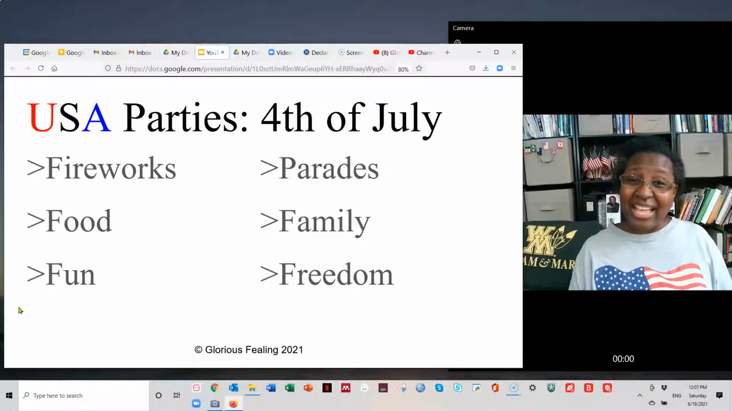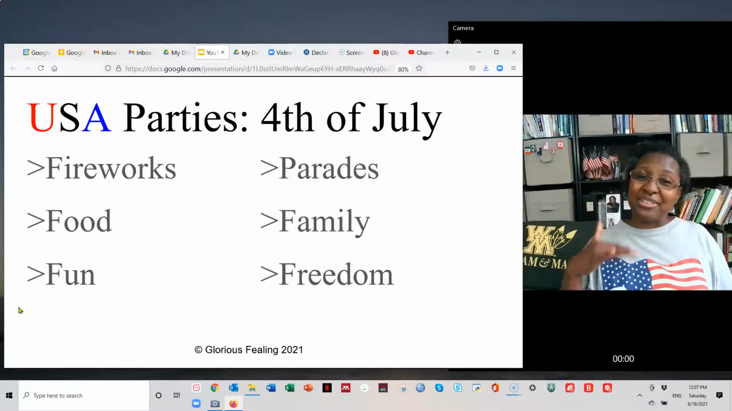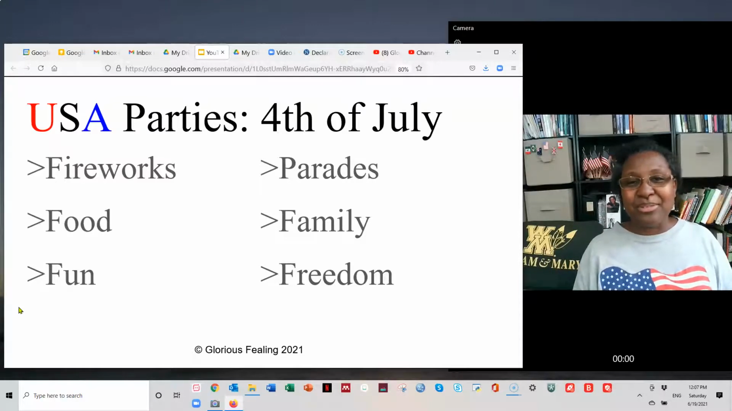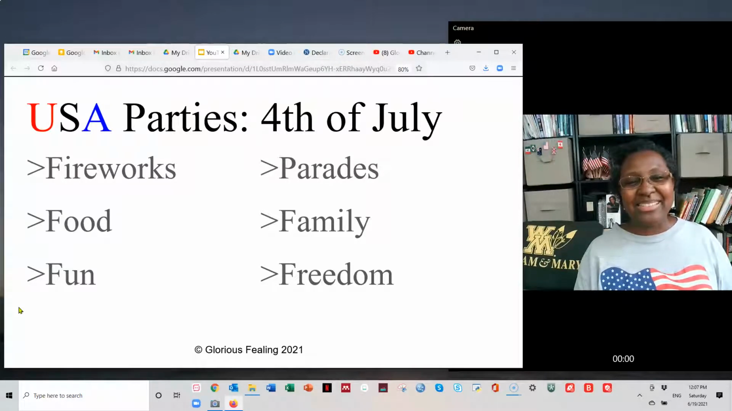So, the 4th of July is one of the great parties in the USA. We have fireworks to celebrate the liberation that we experienced from the British rule, and the fireworks represent the bombs that were going off during the American Revolution. Now we've turned it into a celebration with beautiful colors and parades, lots of food, and we spend time with our families. We have fun together, and above all, we celebrate freedom.